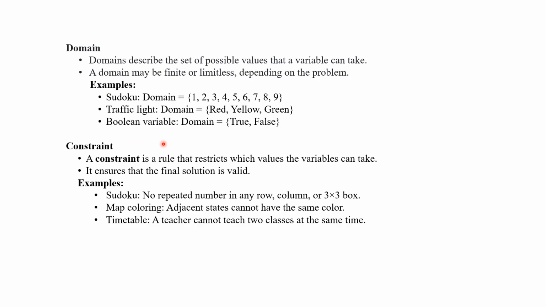A constraint is a rule that restricts which values the variable can take. It ensures that the final solution is valid. Example: Sudoku. There is no repeated number in any row or any column or 3 cross 3 box. Map coloring: adjacent states or countries cannot have the same color. Timetable: a teacher cannot teach two classes at the same time.